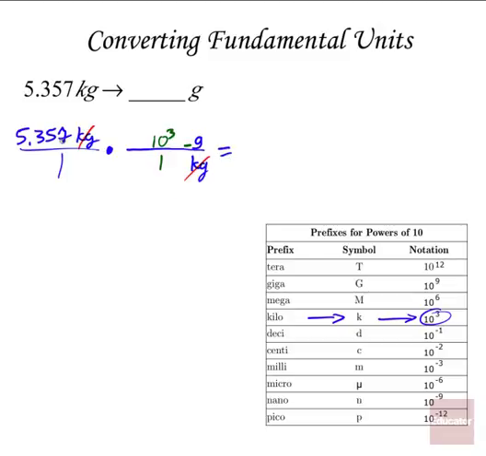What I'm left with is 5.357 times 10 to the third grams divided by 1. So 5.357 times 10 to the third is just going to be 5,357 grams. There we go, converting fundamental units.